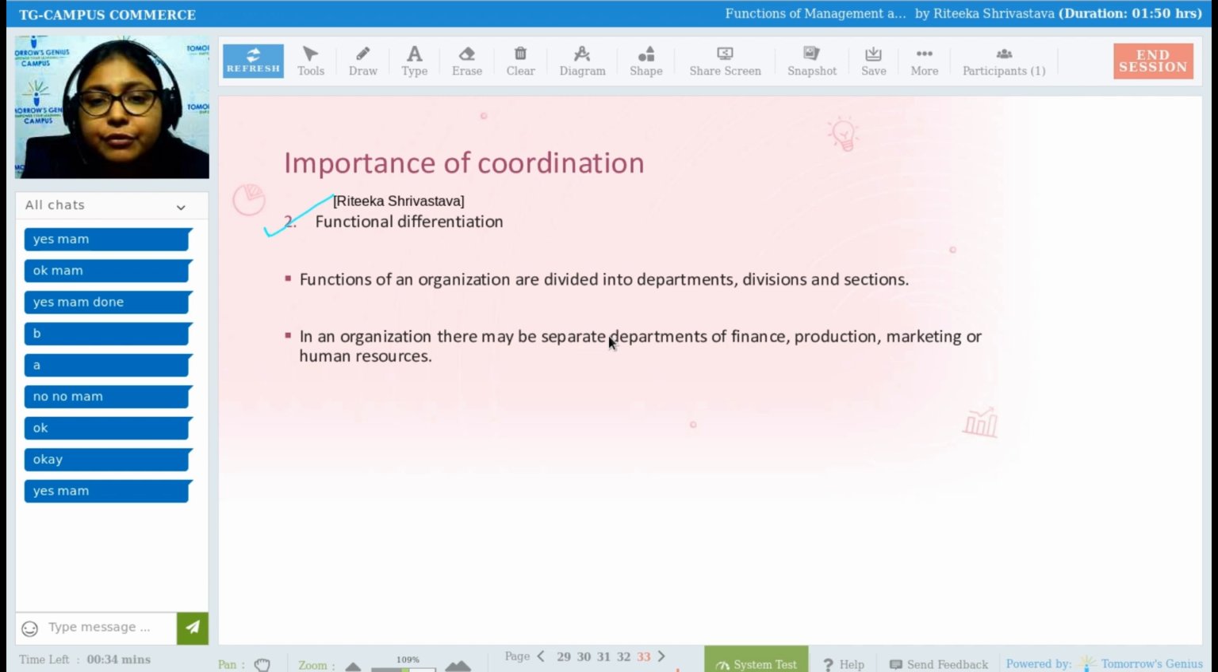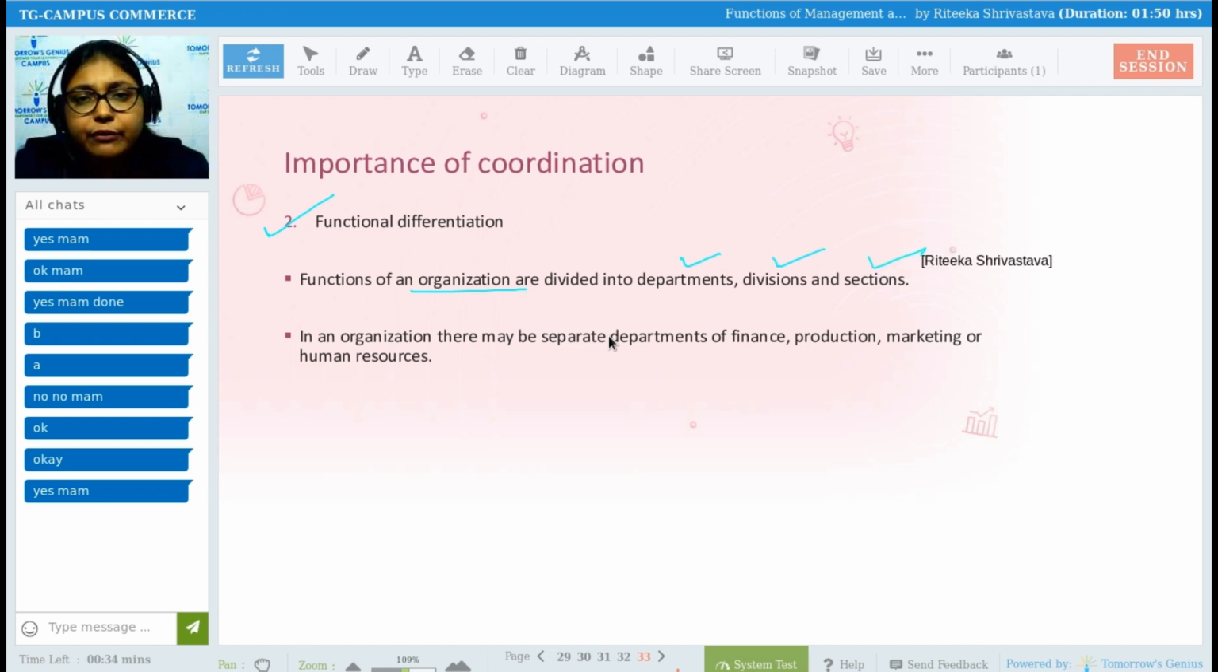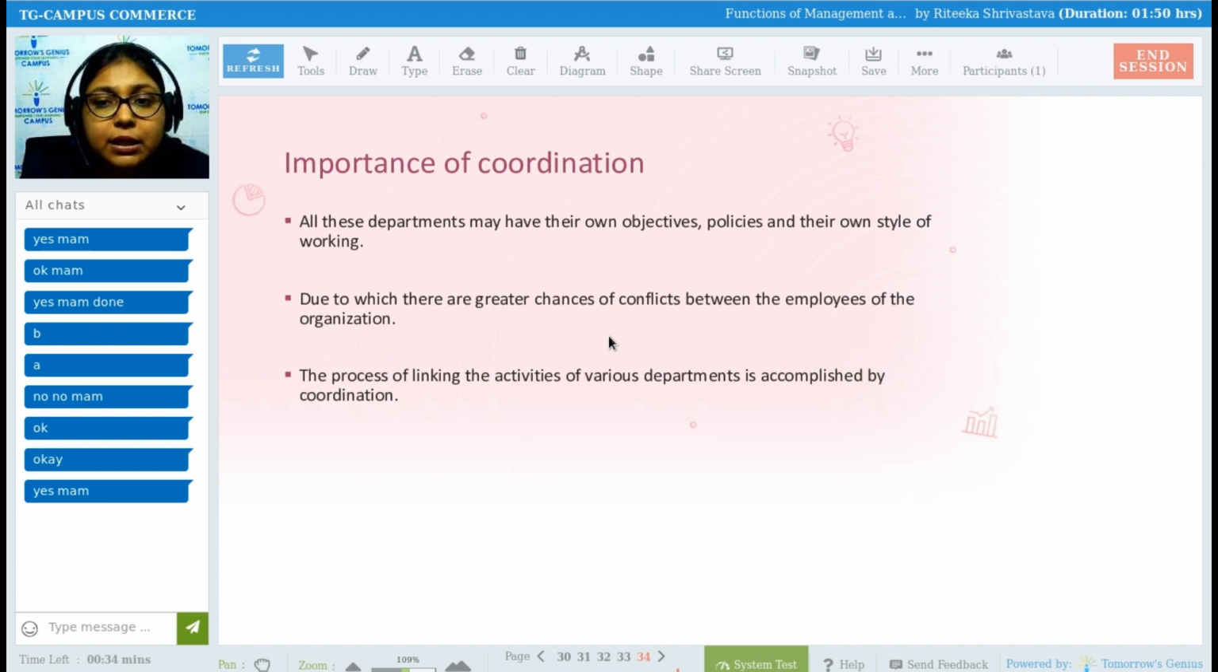Second important point, functional differentiation. The functions of an organization are divided into departments, divisions and sections. Every management is divided into different departments, then different divisions and different sections. In an organization, there may be a finance department, production department, marketing department, human resource department. Now every department will have its own objectives, policies and its own style of working.